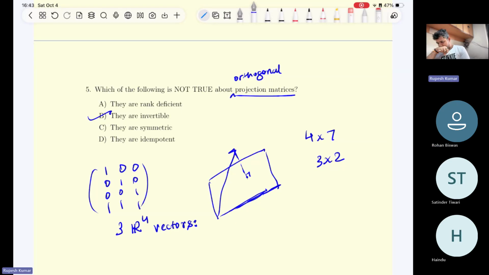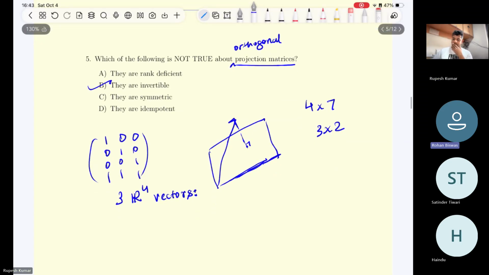It's a full rank matrix, right? This one is full rank, but the projection matrix which projects onto the column space of A, we have only 3 linearly independent columns and the whole vector space is R4. So it will project R4 into R3, right? So it will be a rank deficient matrix.